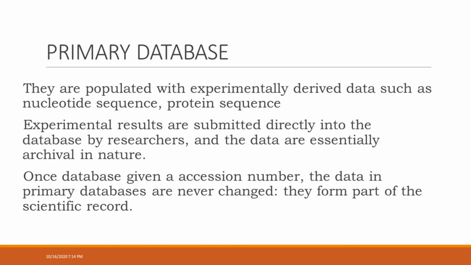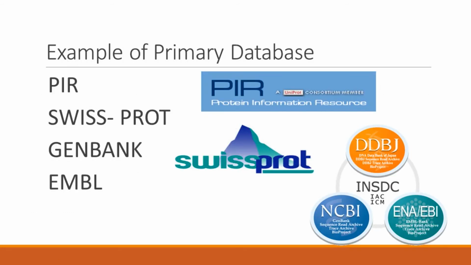Experimental results are submitted directly into the database by researchers and scientist groups, and the data are essentially archival in nature. Once the database gives an accession number, the data in a primary database are never changed. They form a part of the scientific record. Some examples of primary databases are PIR, Protein Information Resource, SwissProt, GenBank and EMBL. These all are primary databases.